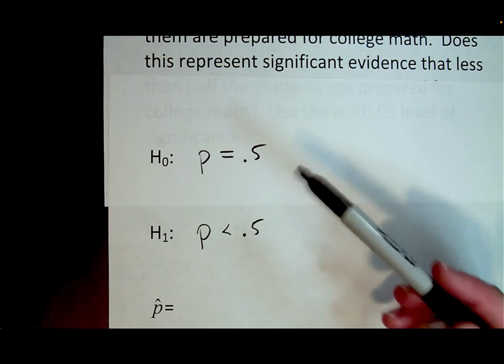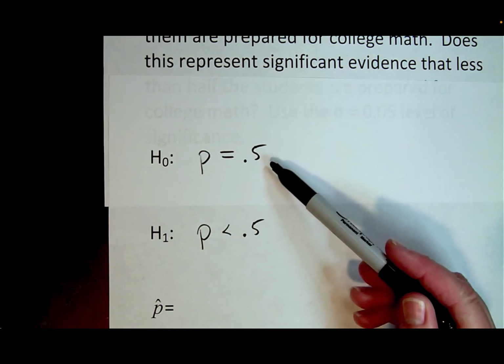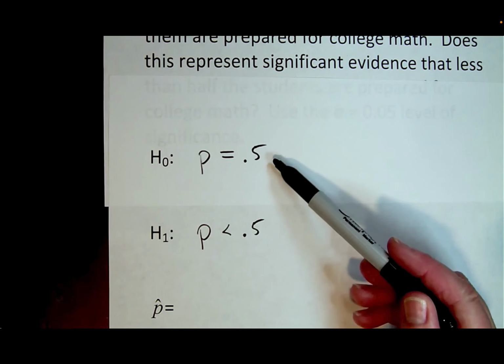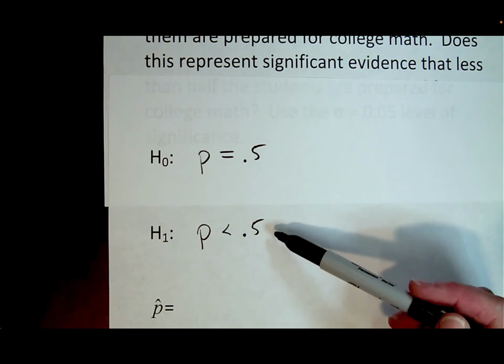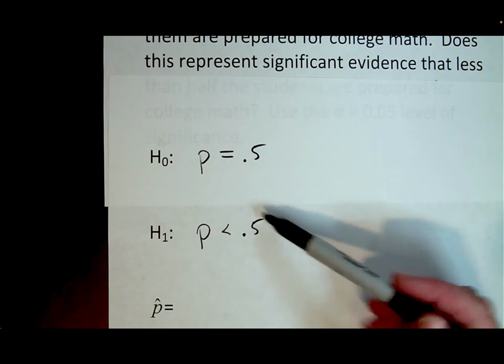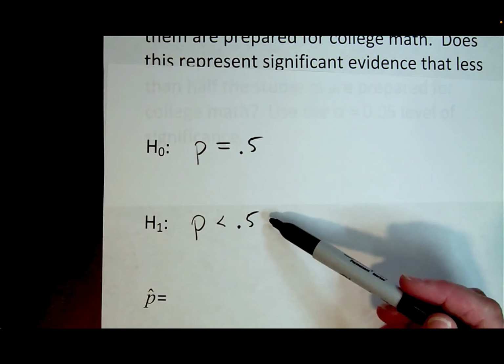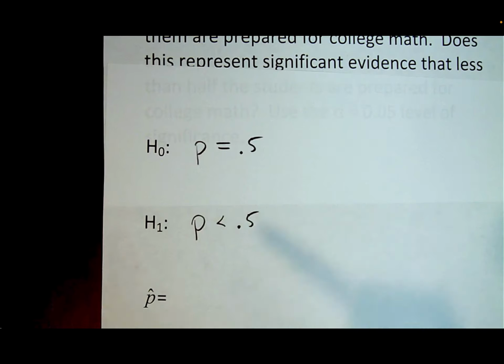So we're going to assume that in fact exactly half the students are ready for college math, and we're going to state our conclusion in terms of whether the evidence supports that or doesn't support that. Okay, what else do we need to know?